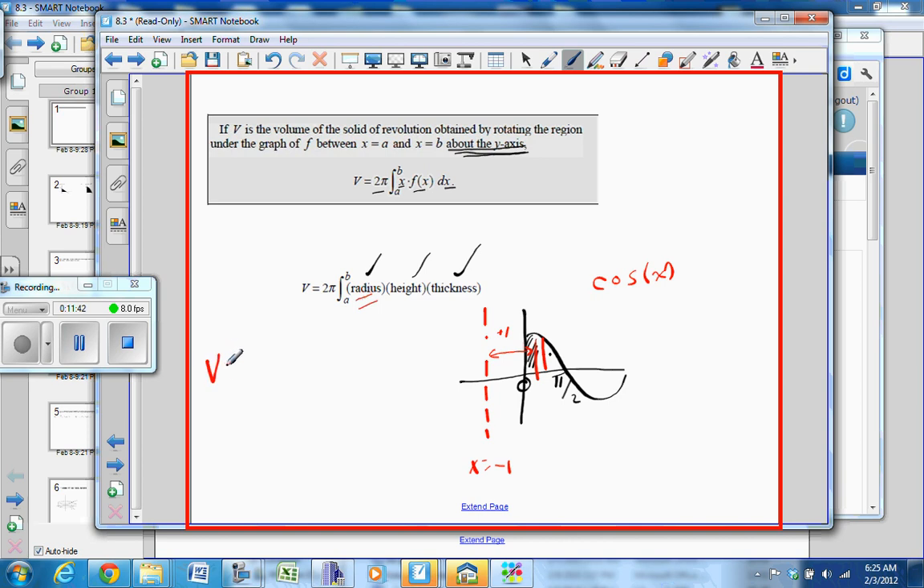So the volume will equal 2 pi integral from 0 to pi over 2. And what will my radius be? Well, now it's x plus 1 times my height times dx.